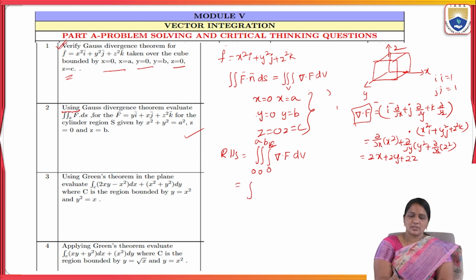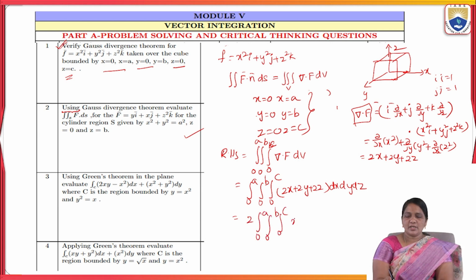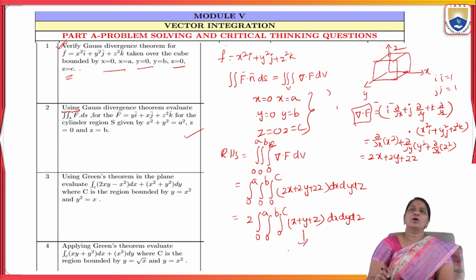So finally this is the integral 0 to a, integral 0 to b, integral 0 to c of 2x plus 2y plus 2z into dv. dv is nothing but dx dy dz. So 2 is a constant, taking it out, the integral 0 to a, 0 to b and 0 to c of x plus y plus z into dx dy dz. This is the function we are going to integrate using dx dy dz. Already we know the limits also. This is about the RHS part. In the same way we have to calculate the LHS part.